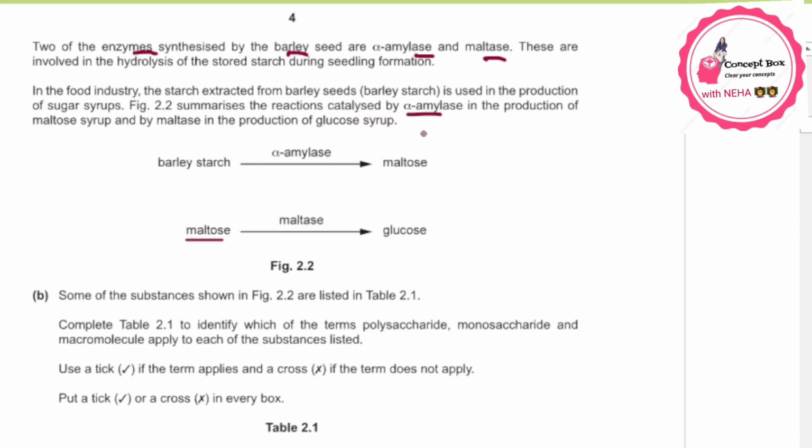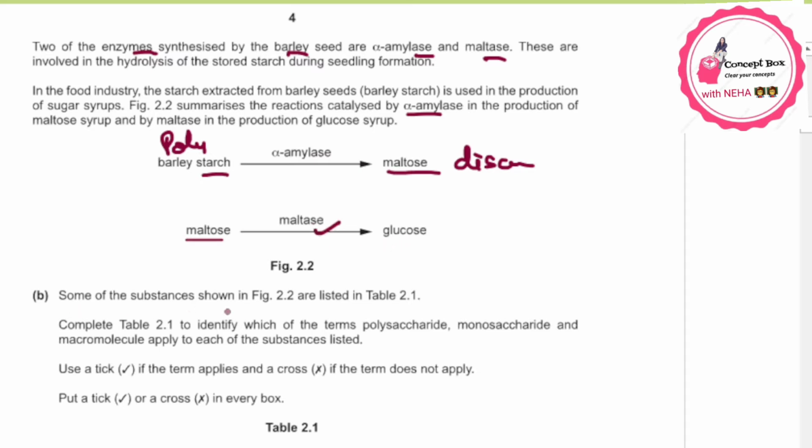Alpha amylase is the salivary amylase, which you can also call ptyalin. Ptyalin breaks the starch into a disaccharide, that is maltose. Here the barley starch is converted into maltose. Starch is a polysaccharide and maltose is a disaccharide. It happens by the action of alpha amylase, the salivary amylase present in saliva. Then maltose is converted into glucose with the help of maltase, which is present in the intestine.